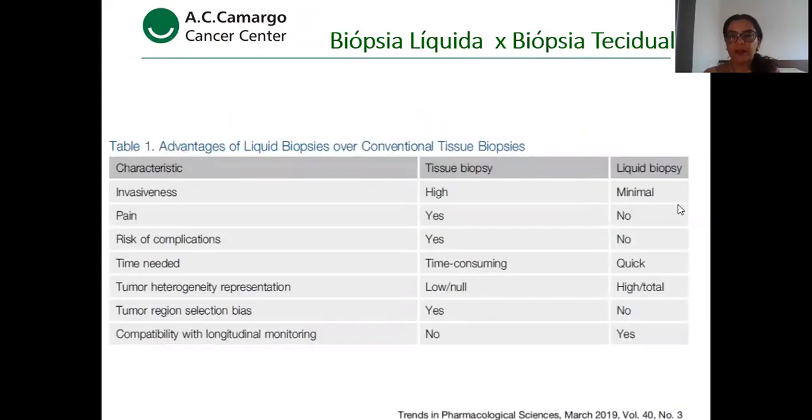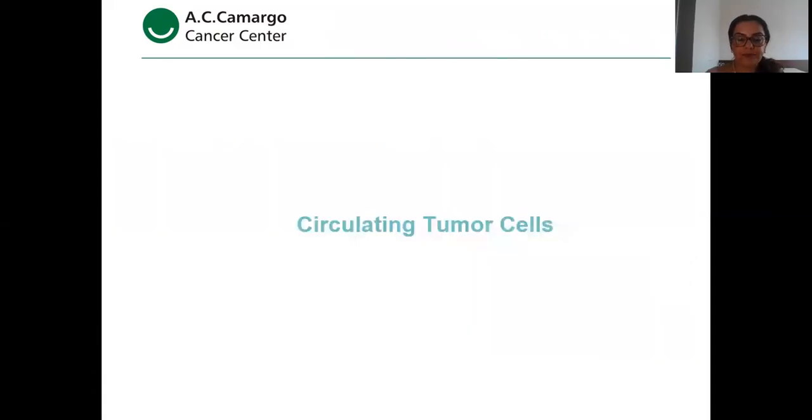All these components that can be found in the circulation are called liquid biopsy, and there are some advantages of liquid biopsy in relation to tissue biopsy. Liquid biopsy is minimally invasive. There is no pain when the patient has the liquid biopsy, and no risk of complication. It's quick to make. It represents the tumor heterogeneity, there is no tumor bias selection when we evaluate liquid biopsy, and it is compatible with longitudinal monitoring.